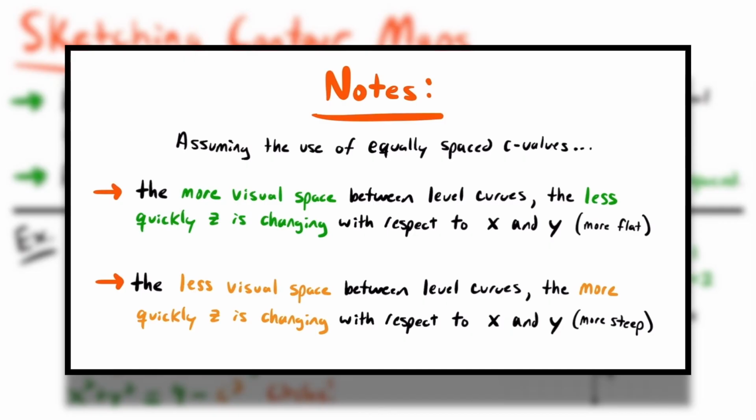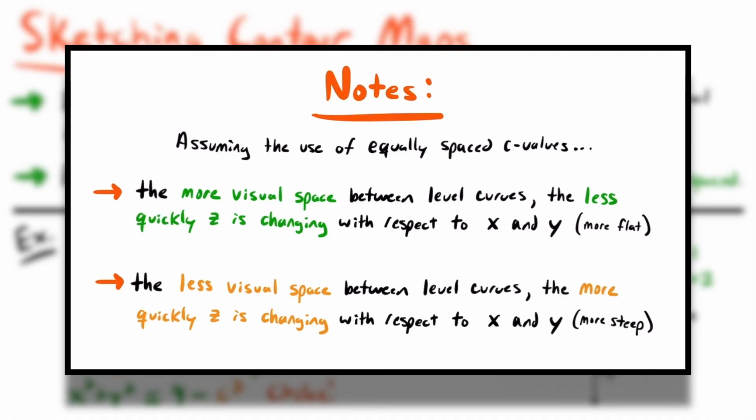Okay, the output for the function z is not changing as rapidly as it may be at other parts of the surface. But on the flip side, the less visual space between level curves, the more quickly z is changing with respect to x and y. In other words, the surface is more steep in those areas. So in those areas for the surface, the output values of z for the function are changing more rapidly.